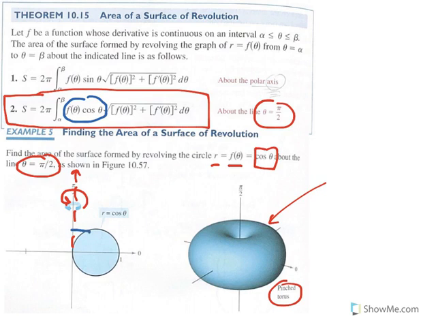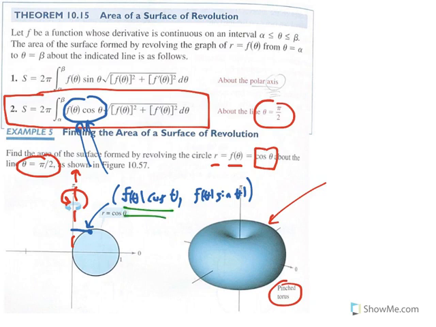And if you were to write your polar equation as a set of parametric equations, this would give you the x coordinate of a point on the polar curve, because you have r cosine theta, or f of theta cosine theta for x, and r sine theta, or f of theta sine theta for y. And this factor is giving us the distance from the axis of revolution to a point on the curve. The other thing to consider is, of course, what should the limits of integration be?